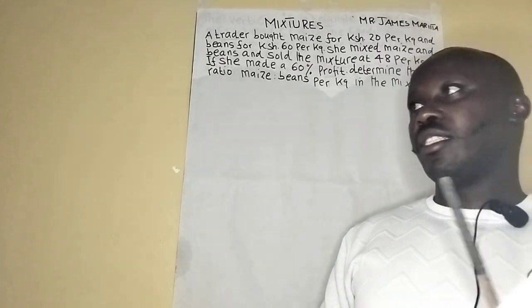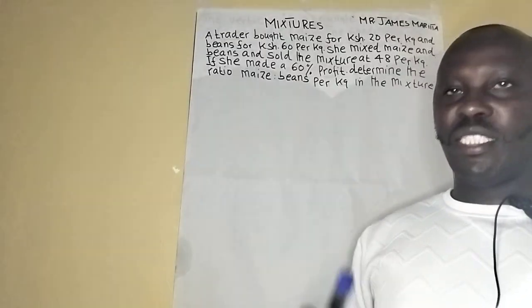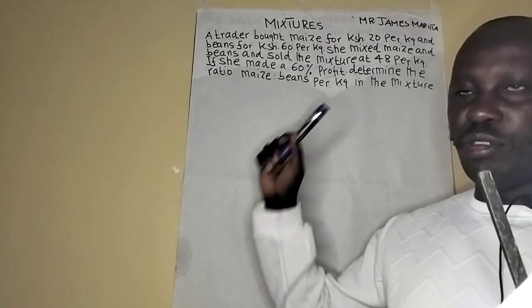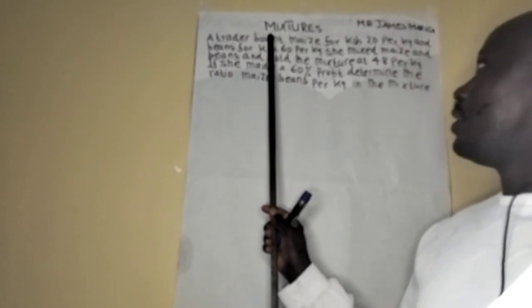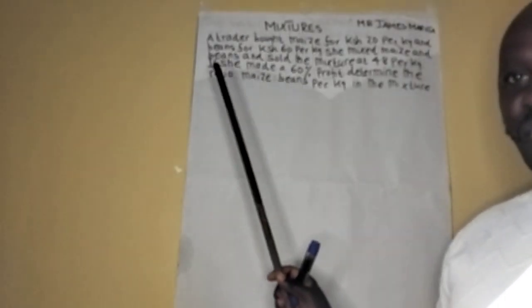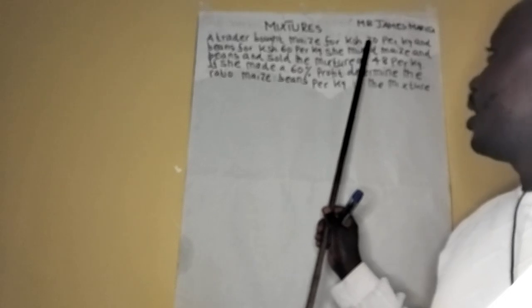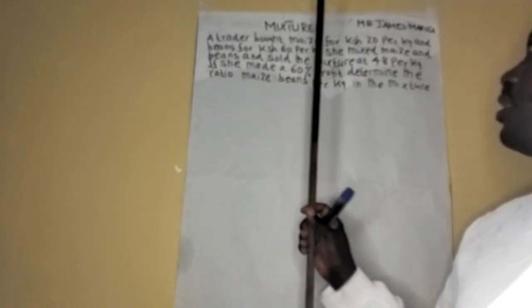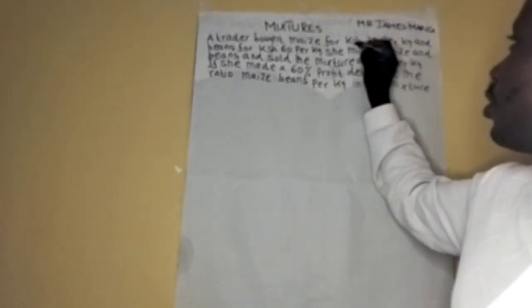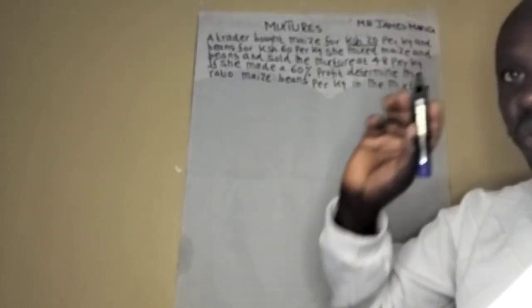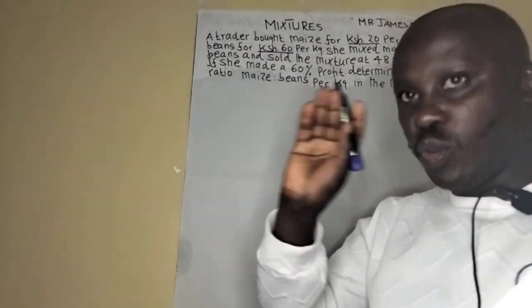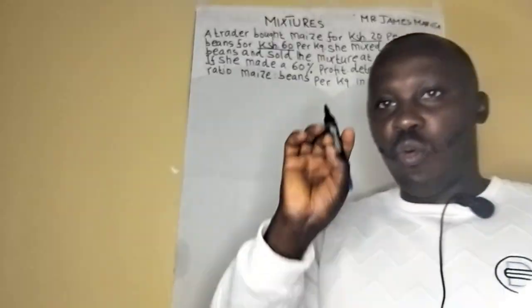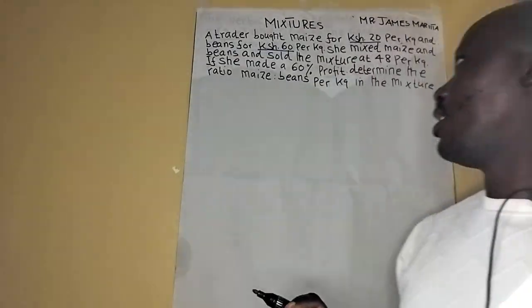We are looking at KCSE revision on mixtures and proportion, but today we are looking at mixtures. A trader buys maize at Kenya shillings 20 per kilogram and beans at 60 shillings per kilogram. So 1 kg of maize costs 20 shillings and 1 kg of beans costs 60 shillings.